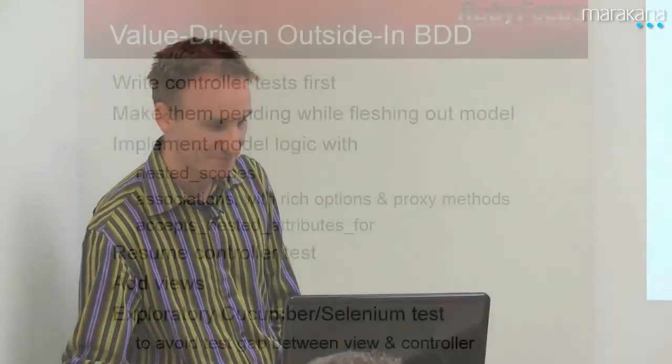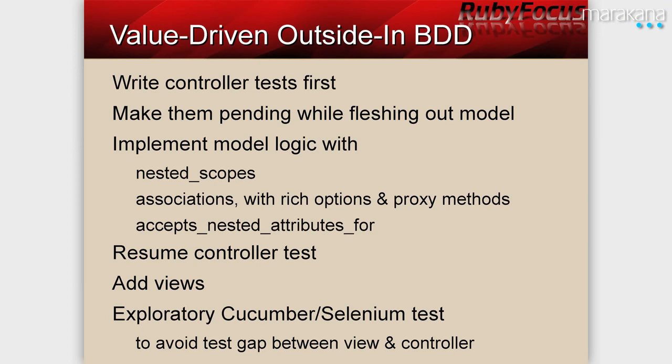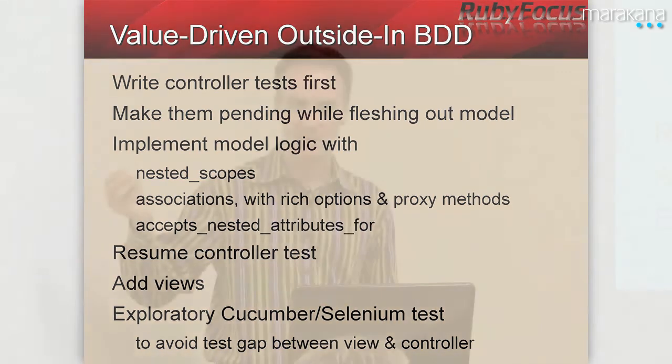So this is what I do, value-driven outside in BDD. So write the controller test first, that's okay. And then you might find yourself in a bind where the controller test actually cannot run because model stuff is missing. Then my recommendation would be put a pending on the controller test, resist the urge to put mocks in there, then work on the model logic, flesh that out, and come back to redo the controller tests. Then you add the views. Views is the last bit of the vertical. And then you can submit that, and then you can put an overall exploratory Cucumber or Selenium test.